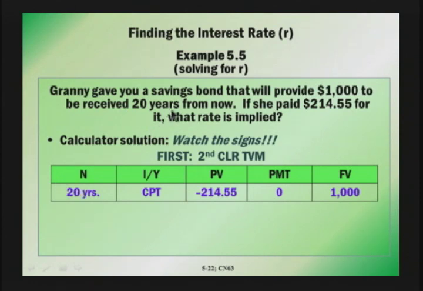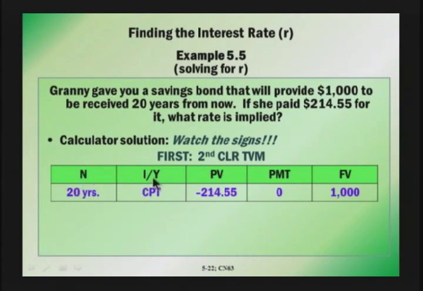20 years elapse. So when we compute the interest rate, it will give us the annual interest rate that's earned on the $214.55, allowing it to grow into $1,000 over 20 years' time. The way I know this is an annual interest rate being earned is simply because I put the number of years in here as N. If I have years here for the number of periods being in years, then the computed interest rate will be the rate per year here. The calculator does not know its years involved. It simply knows 20 periods, 20 N.